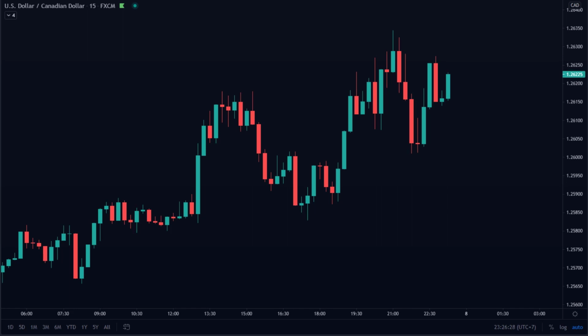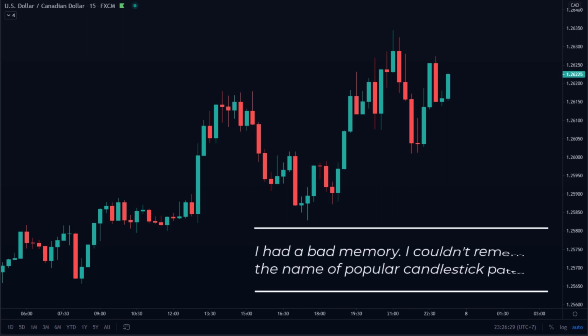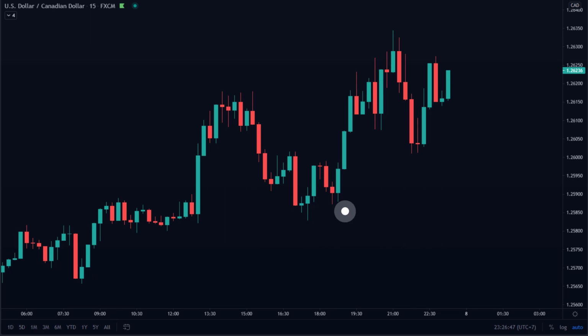Well, I have a bad memory when it comes to candlestick patterns. For example, I couldn't remember the names of the reversal candlestick patterns in textbooks or on many websites, like Morning Star or Evening Star. I only remembered the engulfing pattern.